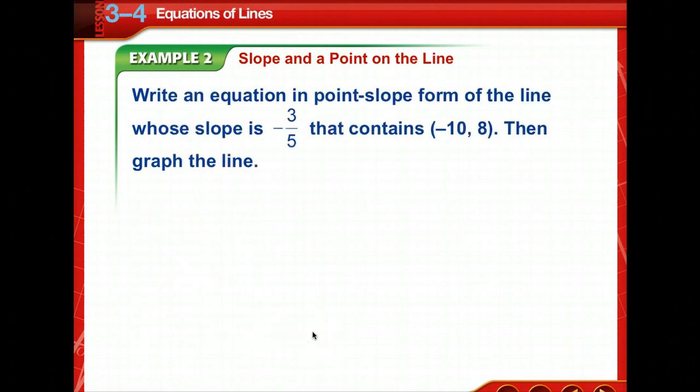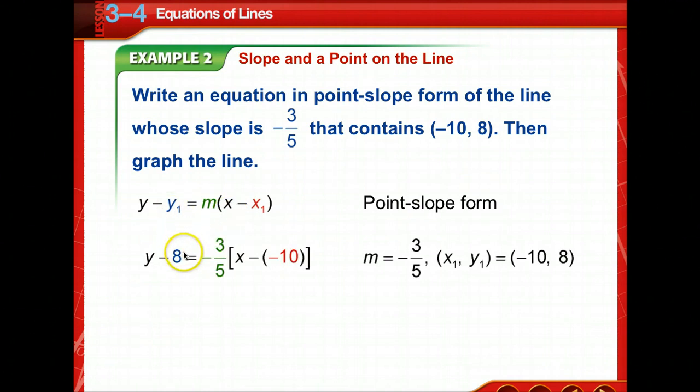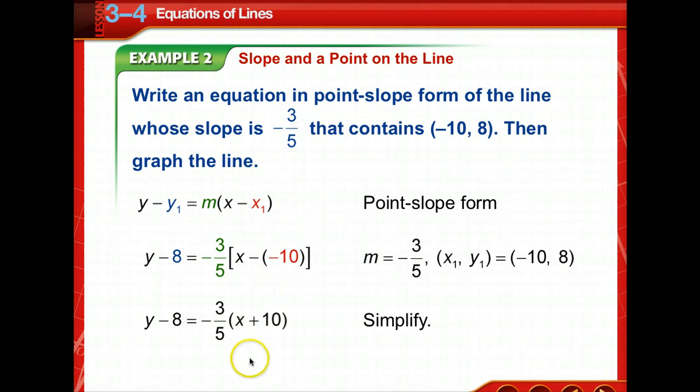Now we're to write an equation in point-slope form of the line whose slope is -3/5, and it contains the point (-10, 8). Knowing that -10 is the x value, and 8 is the y value, then we're to graph the line. So this is the point-slope formula. Instead of the y1, we put in our 8, and instead of m, we put in the slope that we're given, and instead of x sub 1, we put in a -10. Then we simplify. If we have minus a negative number, it's the same thing as positive, because negative times a negative makes it positive. And this is understood to be a -1 in the front.